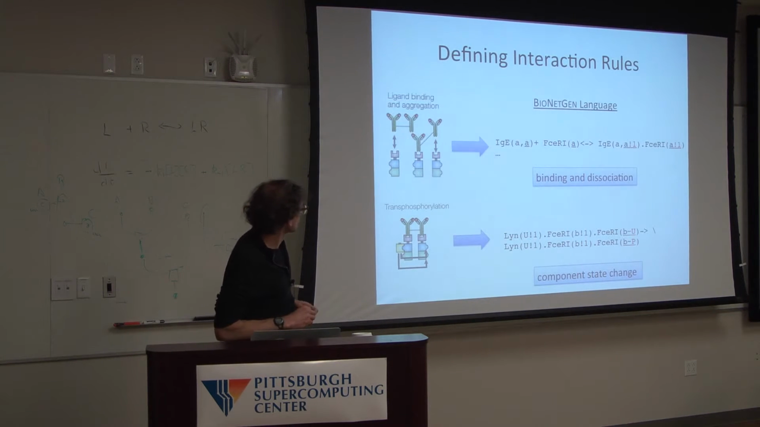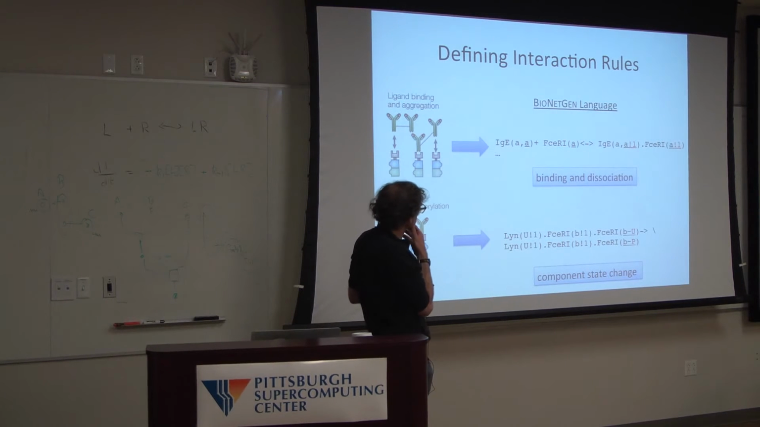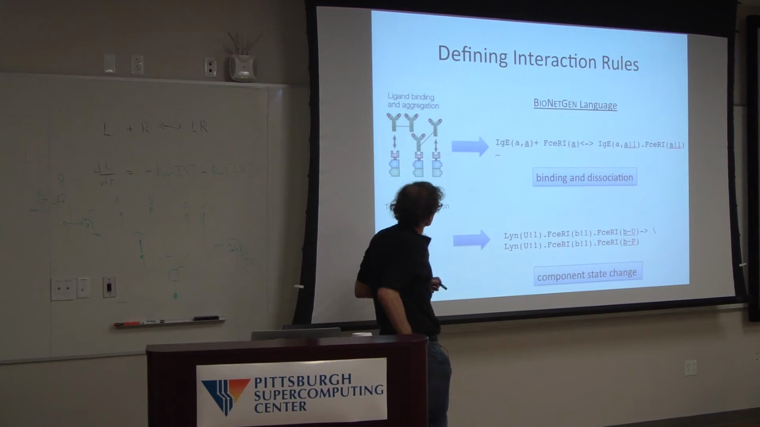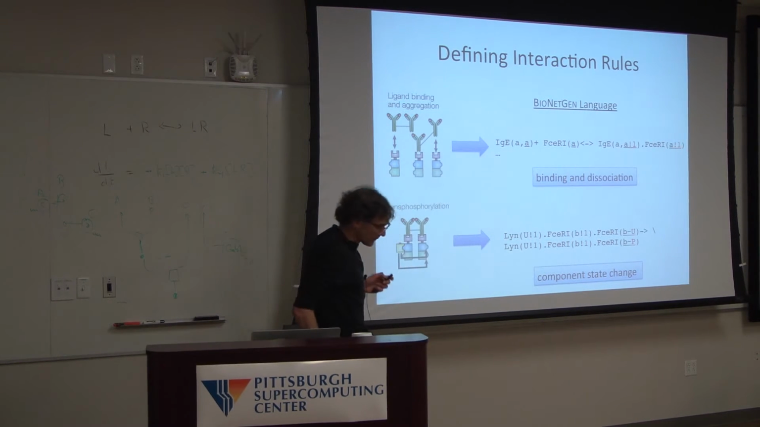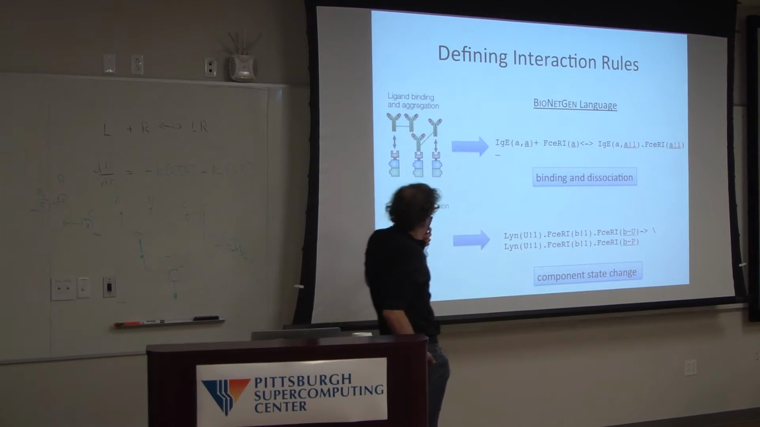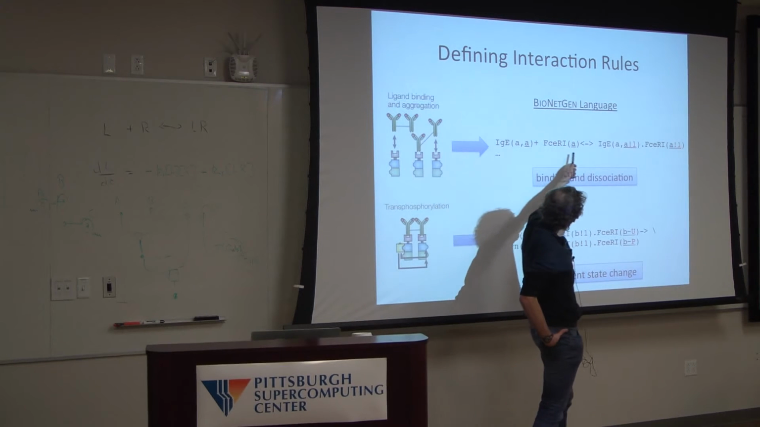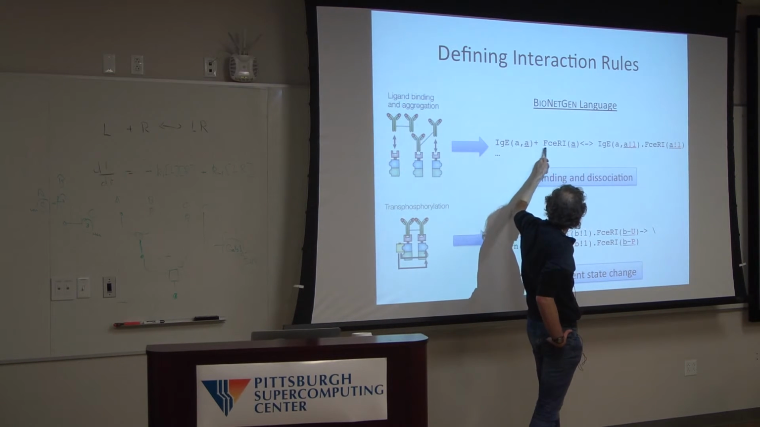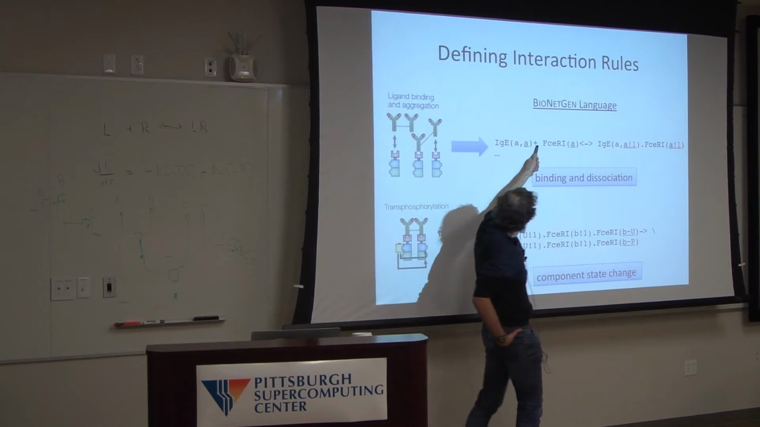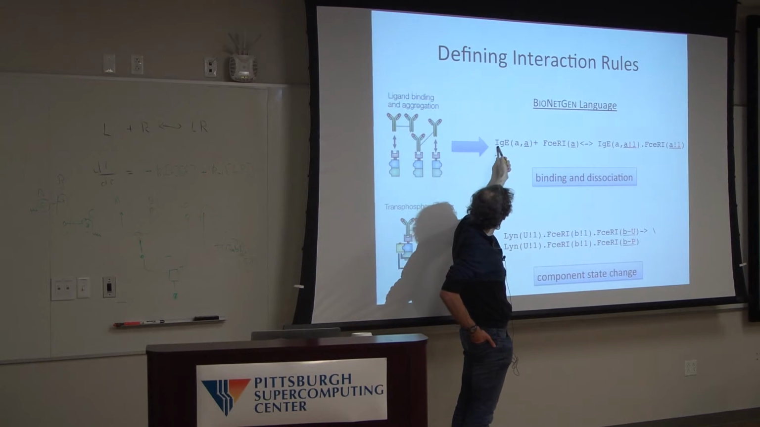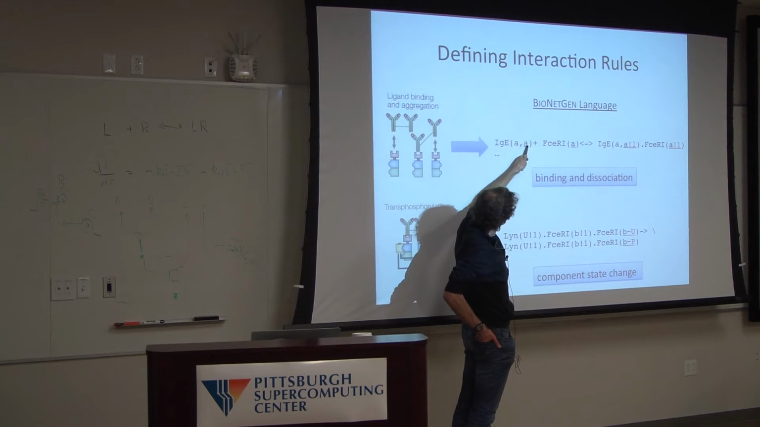All right, so some rules. Now that we can make bonds and we can refer to states, we can make the basic rules we need for this IgE signaling network. So here, this is the rule that we need to initiate the receptor binding to the ligand. And in this first rule, we have the ligand molecule is referred to as having two A sites.